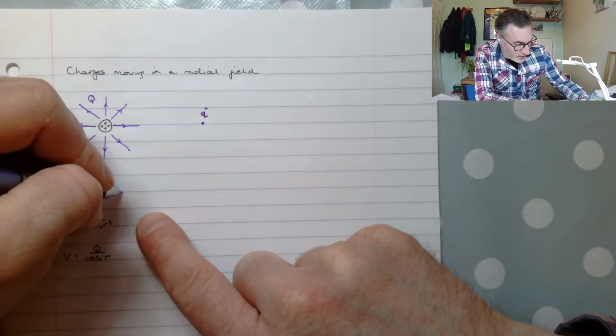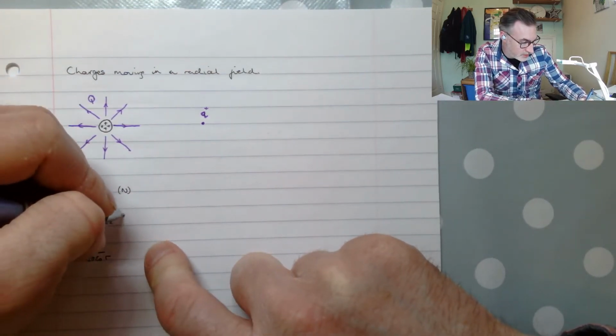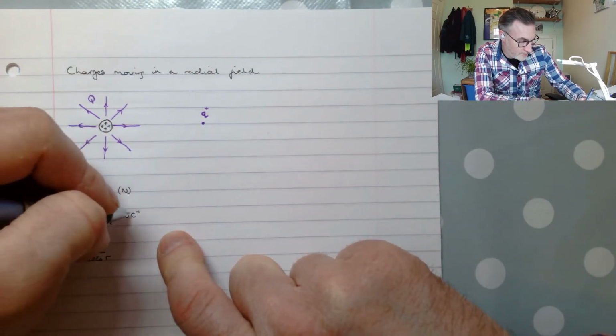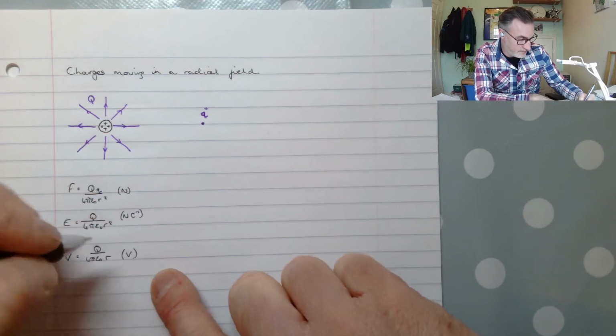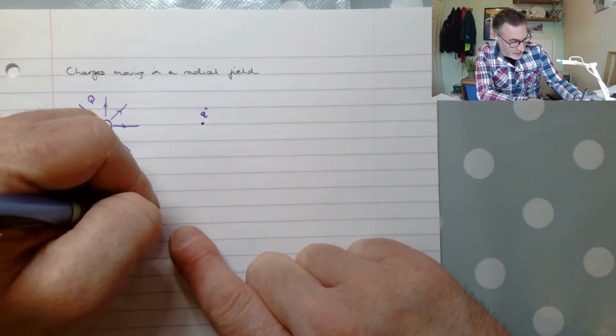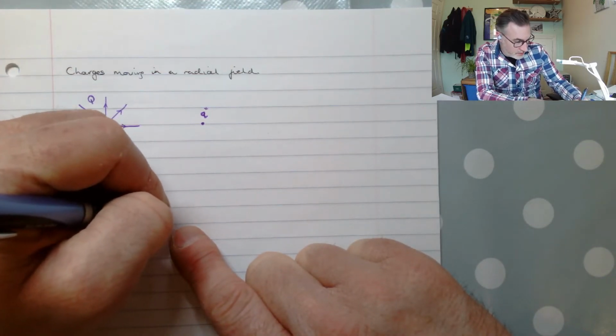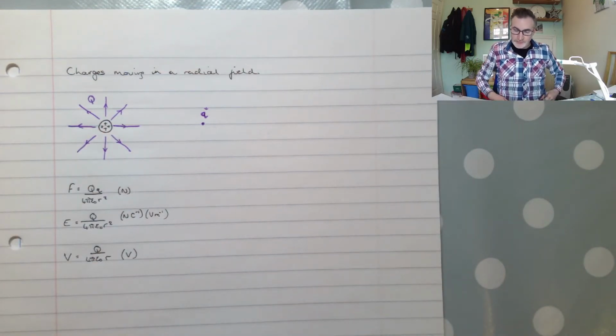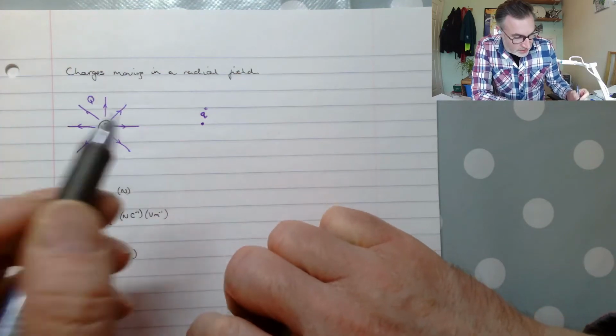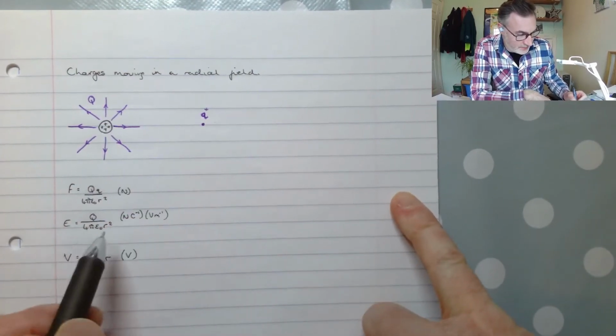So this would be measured in newtons. This is newtons per coulomb, and this would be in volts. Also, you could have volts per meter. Okay, so now what are you doing?